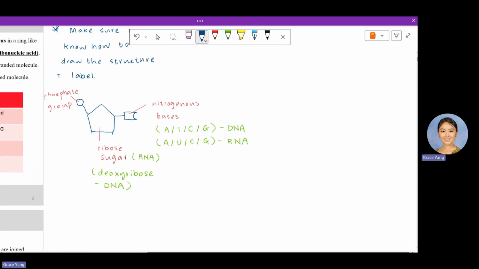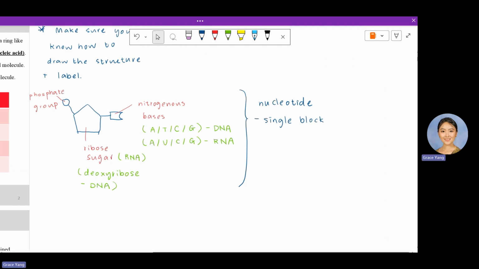Now just a reminder, a lot of people get this confused. The structure that we just drew is a nucleotide. These are the single blocks that make up a larger molecule, such as DNA and RNA. So we are talking about monomers. And mono means one.